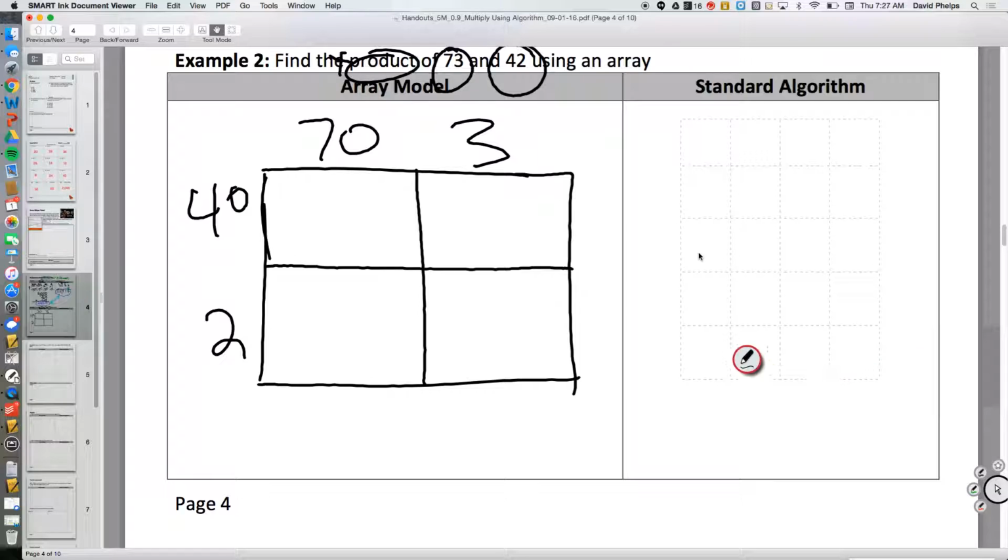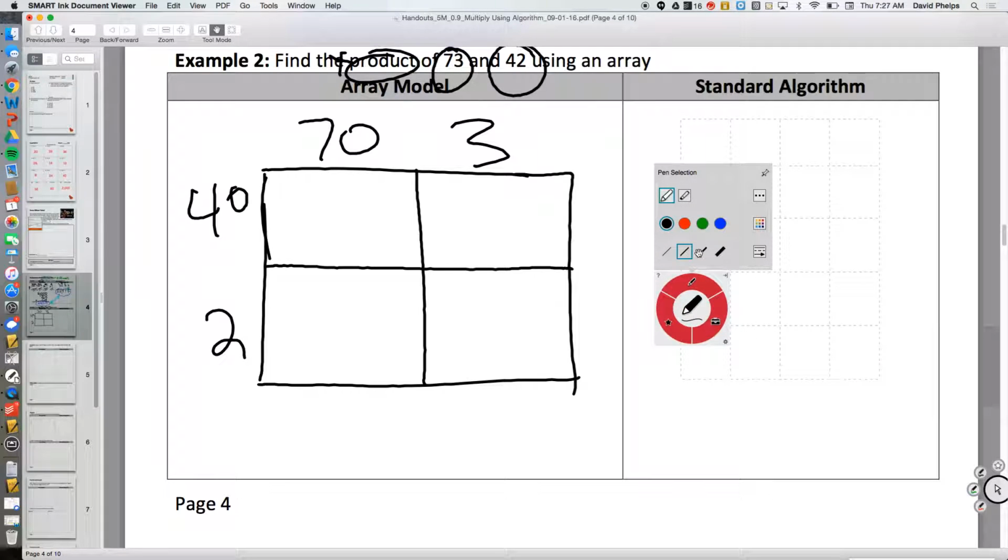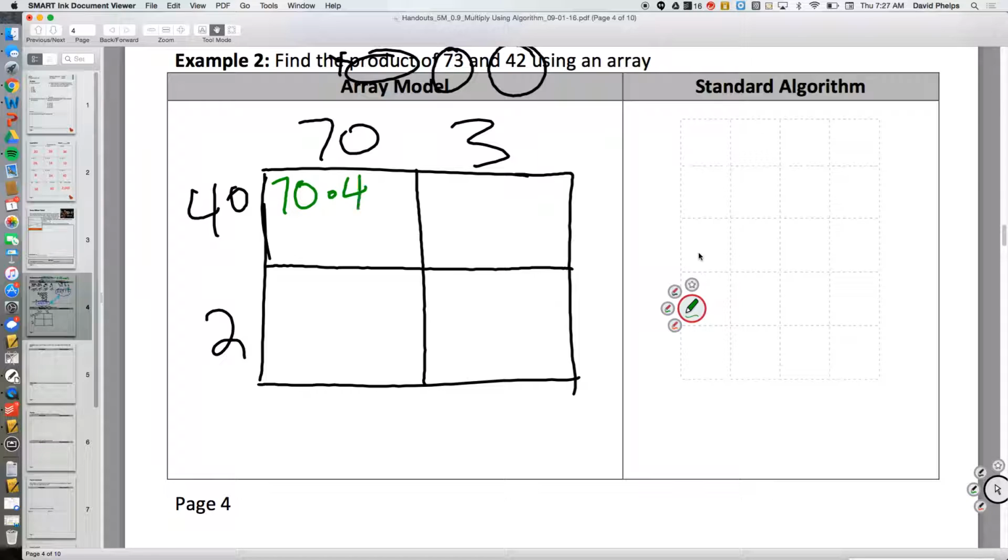New pen. Let's do some numbers. We have 70 times 40. That gives us 7 times 4 is 28, plus the 2 zeros, 2,800. Moving on, 40 times 3. 4 times 3 is 12, plus the 0 is 120. Nice work. Moving on. 70 times 2.